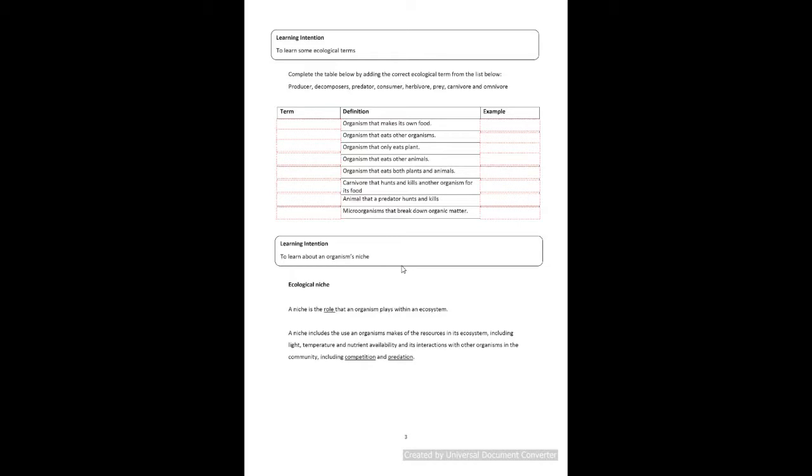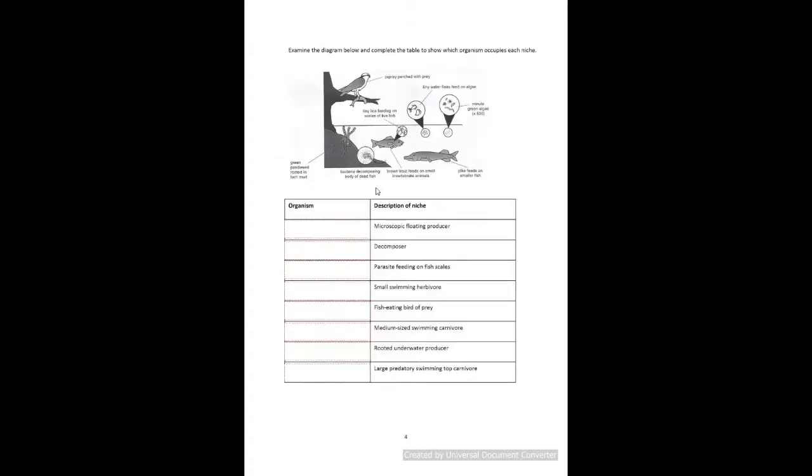So that includes its breeding behaviour, where it lives, the waste it produces, what it eats, and what eats it. So everything about that is included in its niche. It includes things like the resources that it makes use of. So what light does it need to take in? What temperature, nutritional availment, and its other interactions, like competition and predation.